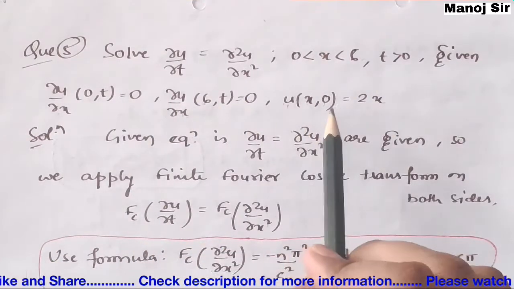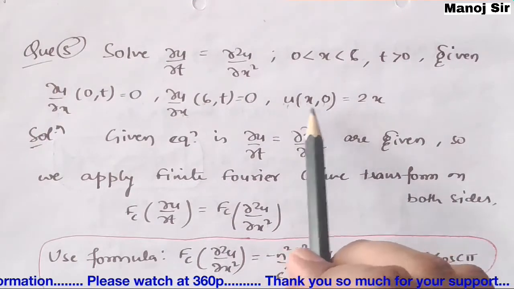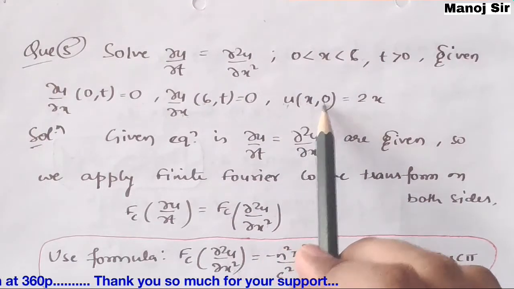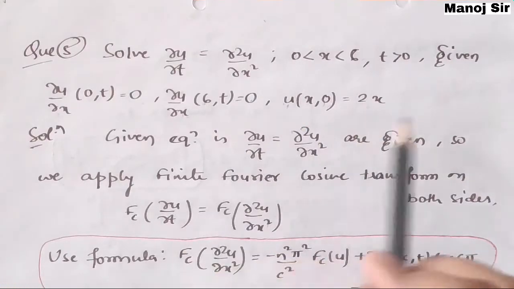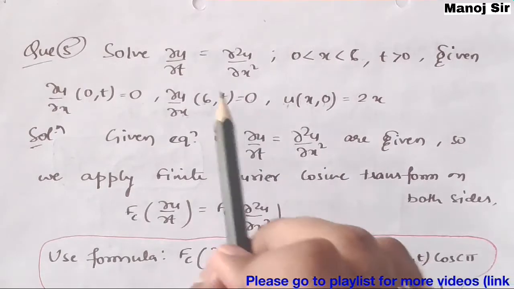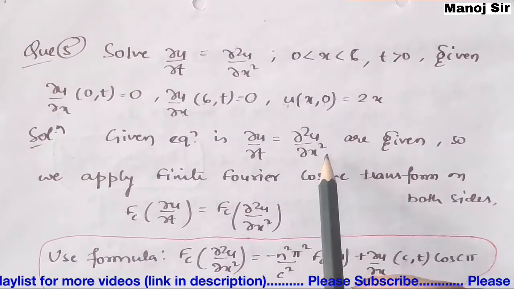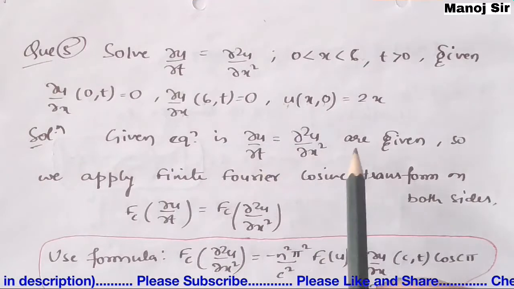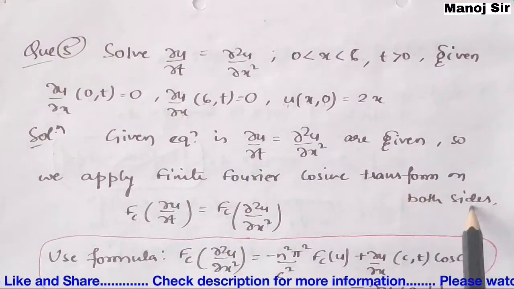And this condition is also given, that is u at t equal to 0. U is a function of x and t. So at t equal to 0, u becomes 2x. All these things are given in the problem. So we need to solve del u upon del t equals del square u upon del x square. For the given equation, we are going to apply finite Fourier cosine transform on both the sides.